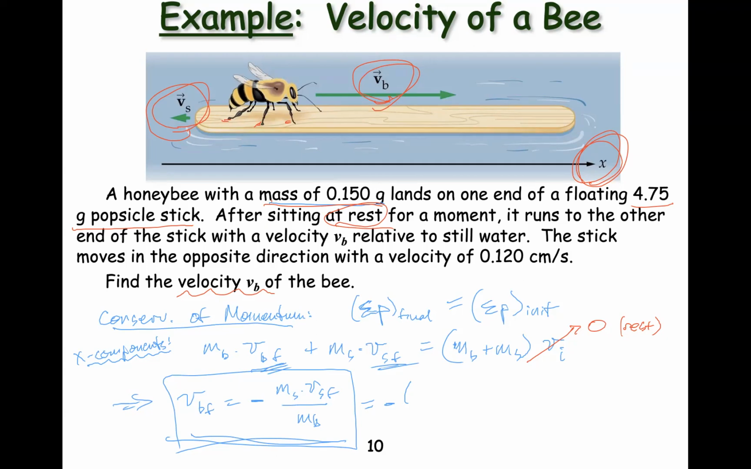So mass of the stick, 4.75. I'll just leave it in grams. Velocity of the stick at the end is to the left, according to the little picture up above. Notice how important it is in this case to have a sketch and to have the positive x direction defined in that sketch. And then the denominator here is the mass of the bee.